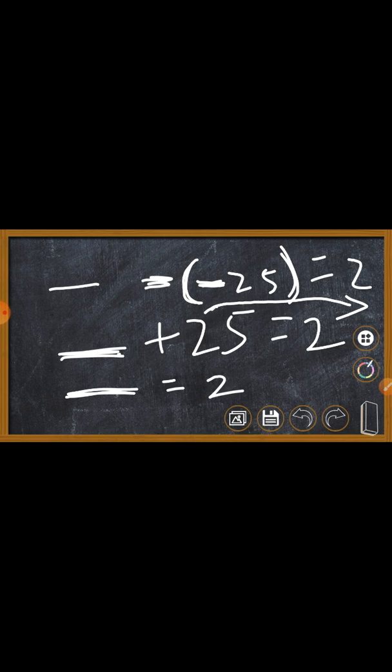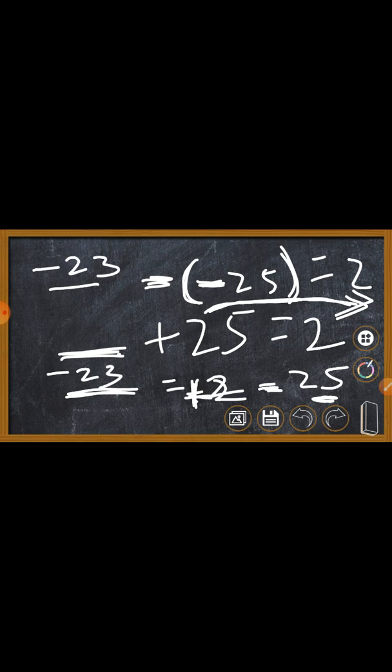Yes or no? So plus 25, when it goes to the other side, it becomes minus 25. So what is plus 2 minus 25? Yes, so different signs means subtraction. This one has a plus sign, this one has a minus sign. Different signs means subtraction. 25 minus 2 is 23. Yes, and what is the sign before the bigger number? Sign before the bigger number is minus. Yes, so the answer will be minus 23. Okay, so your final answer will be minus 23.